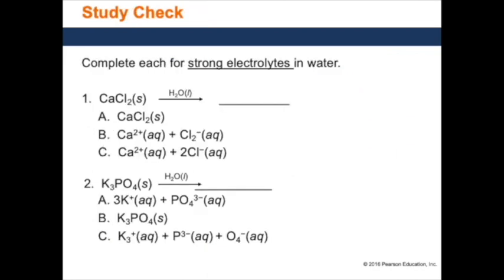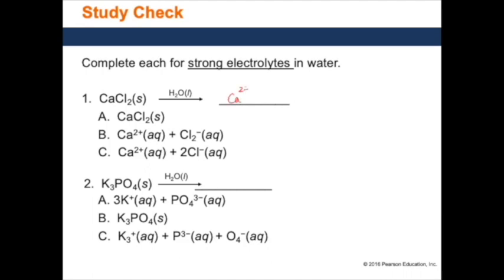So let's try some questions. Complete each for a strong electrolyte in water. If the question is telling you this is a strong electrolyte, it means it is going to completely dissociate into its ions in water. So calcium chloride solid in water is a strong electrolyte, meaning it will completely dissociate into its ions. The two ions would always be a cation and an anion. Here the cation is the calcium ion.